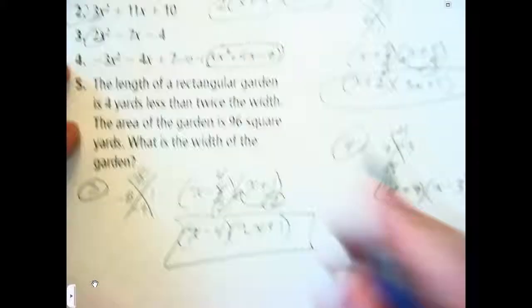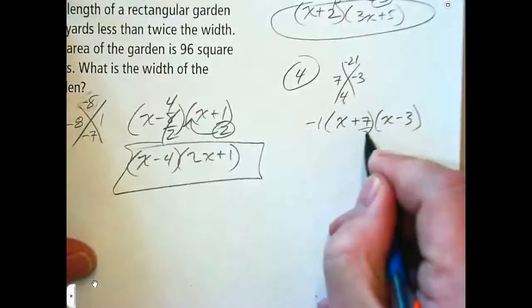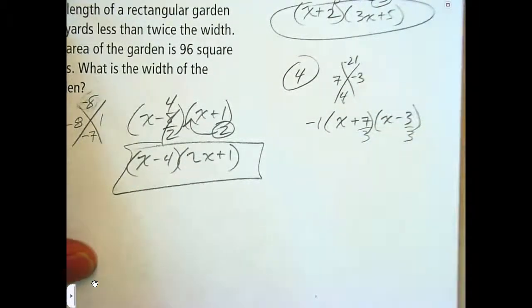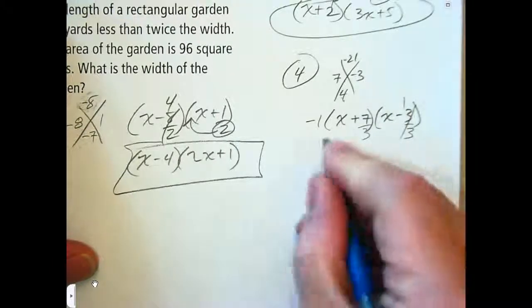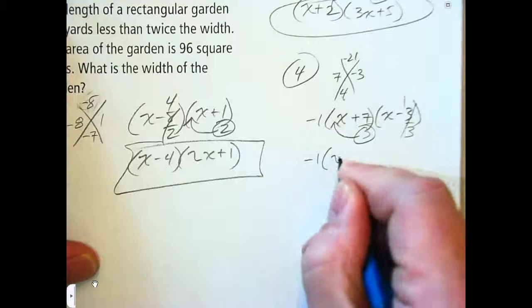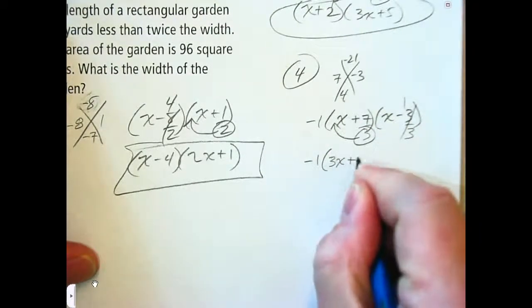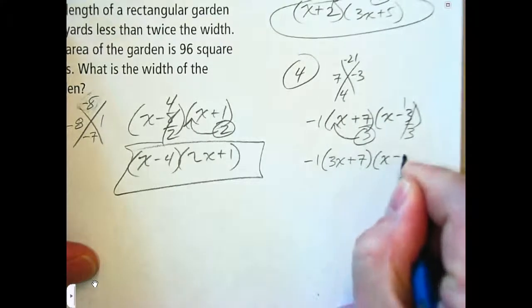Don't forget to put your negative 1 out in front, and to divide by that a term. So this cancels, makes 1. This piece moves out in front, so you get negative 1 times 3x plus 7 and x minus 1.